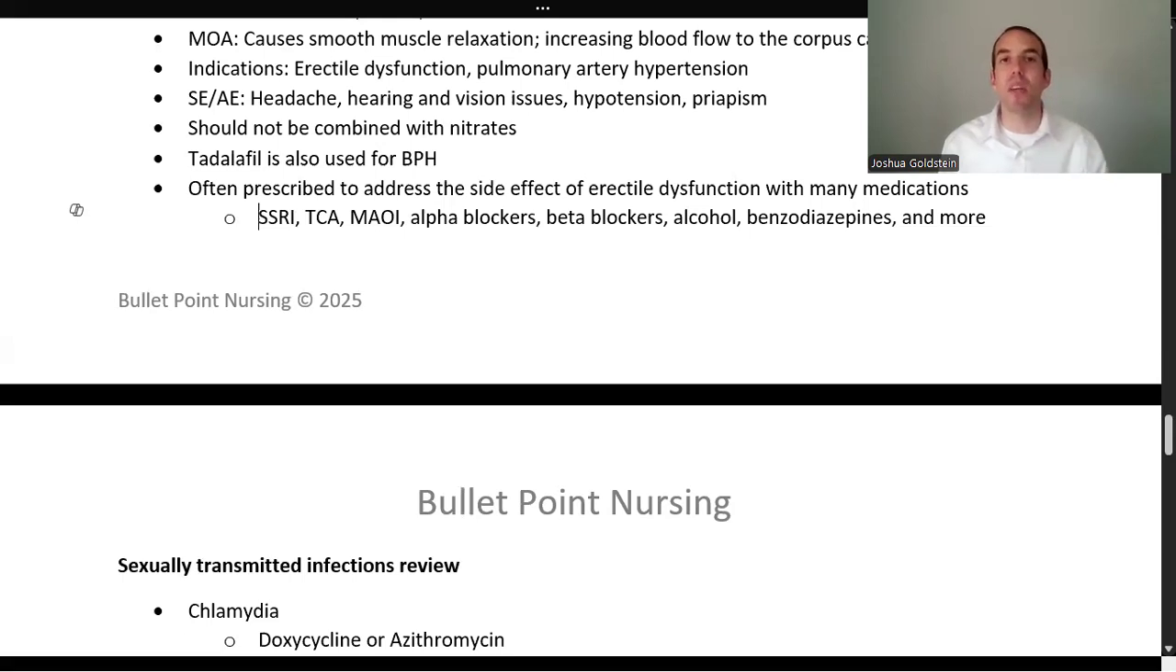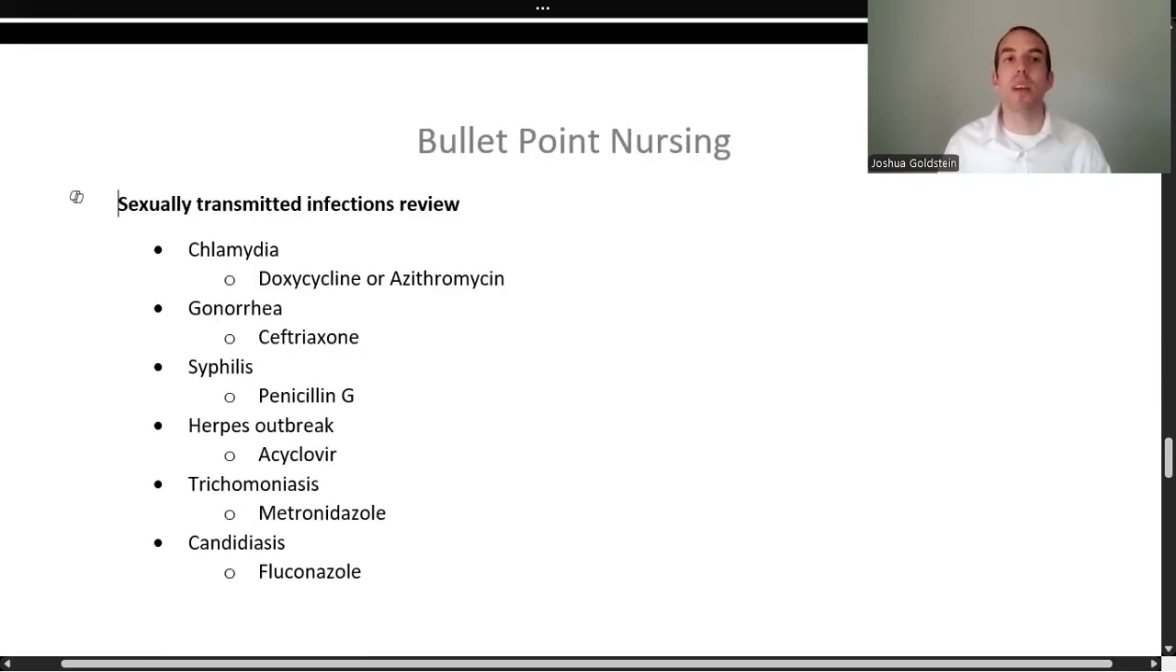Tadalafil, specifically, even though it is used for erectile dysfunction, it's also used to treat BPH that we just finished talking about a few minutes ago. It is often prescribed to address the side effect of erectile dysfunction because there's so many drugs that can cause erectile dysfunction. We obviously just mentioned alpha blockers, plus also beta blockers, a lot of your antidepressants, alcohol, benzos, all of these can cause erectile dysfunction.